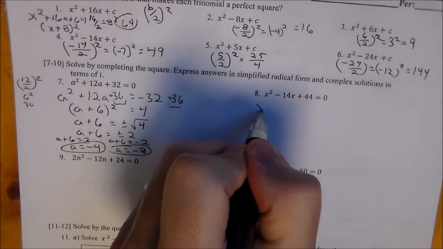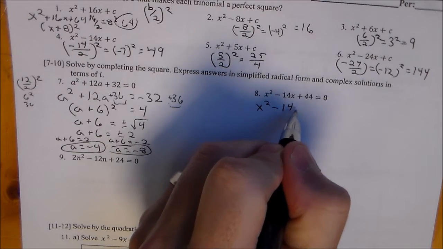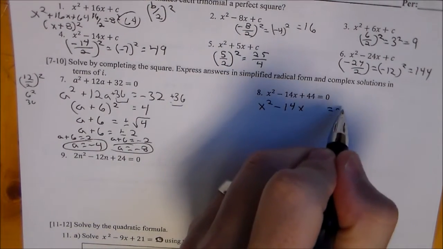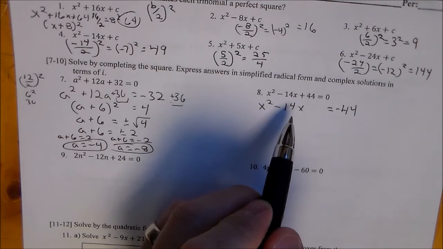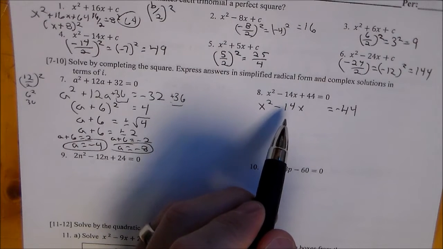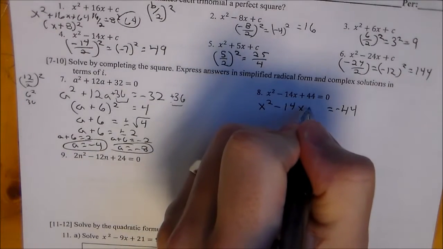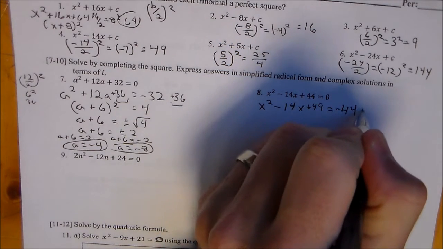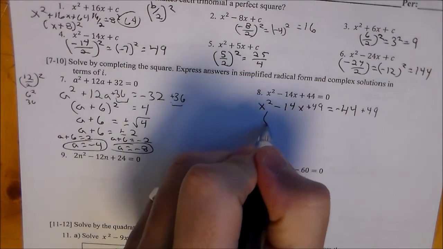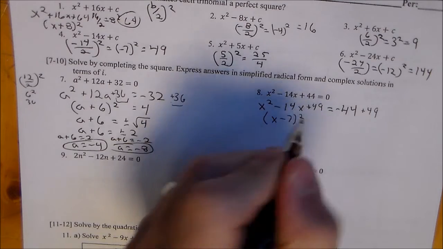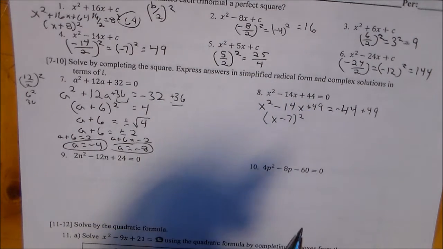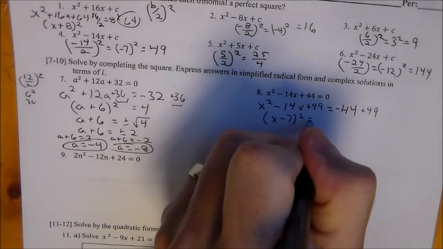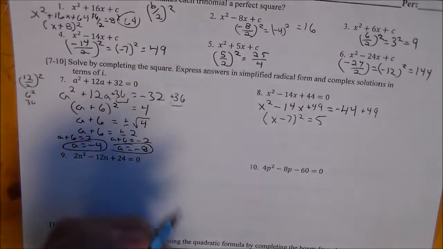For number 8, we're going to take 44 and put it on the other side. We're going to take half of negative 14 and square it. That's negative 7 times itself, which gives us 49. The left side is going to become x minus 7 squared, because negative 7 and negative 7 multiply to be 49 and add to be negative 14. The right side is just 5.